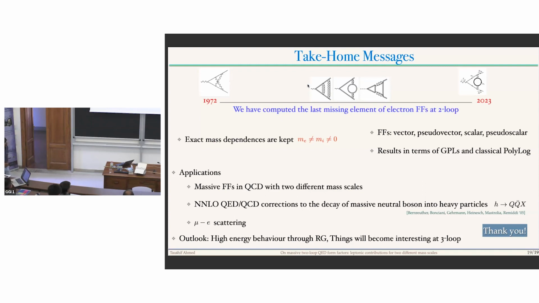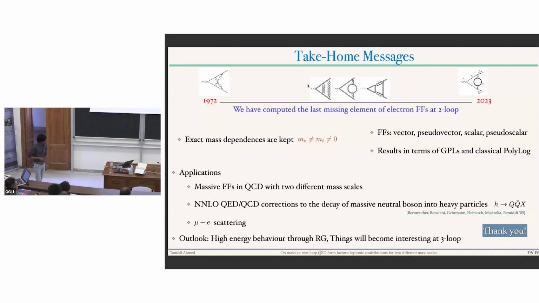And the result of this form factor can be used in many different scenarios. For example, if one is interested in calculating the decay rate of a neutral Higgs boson or the pseudo Higgs boson to a quark pair, H to Q Q bar X, then one can do a similar calculation to what we did here. For the massive form factor in QCD with two different mass scales, this missing part one can now calculate. And this is also an important thing for muon electron scattering, because if you look at muon scattering and rotate it, then this is exactly the contribution you will get.